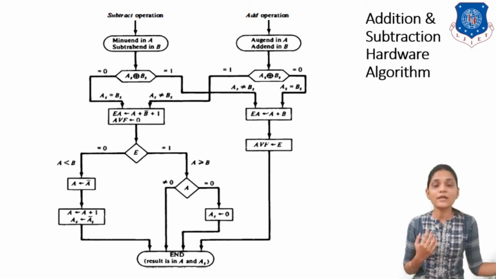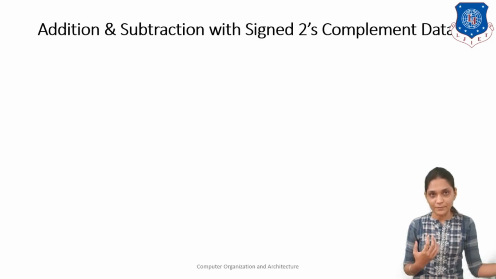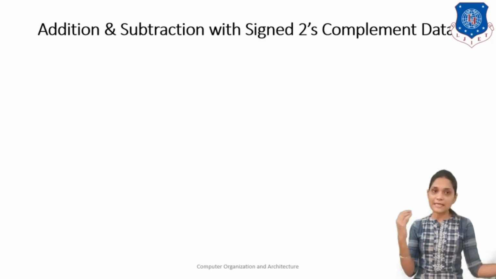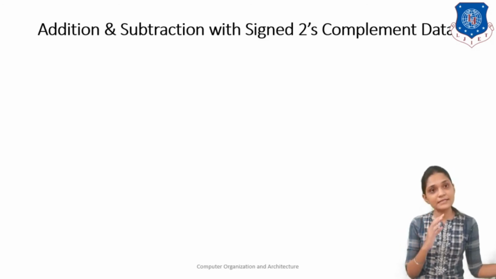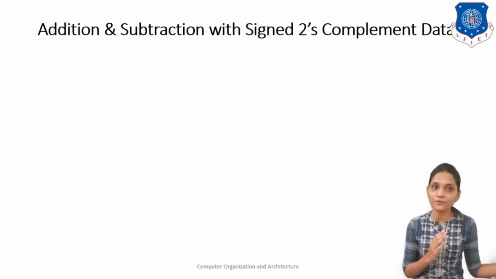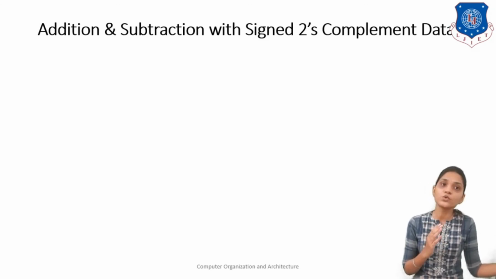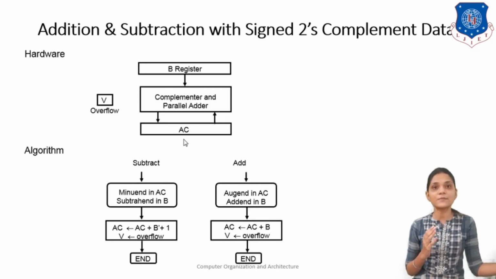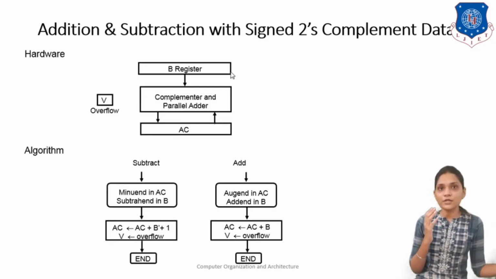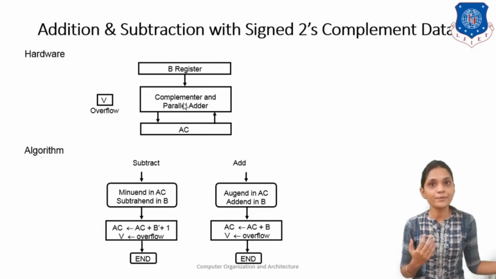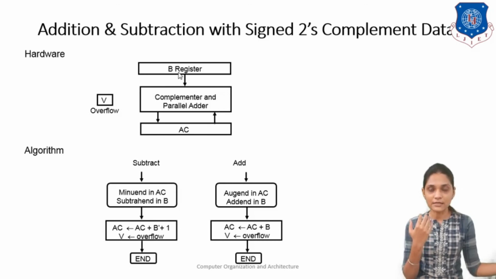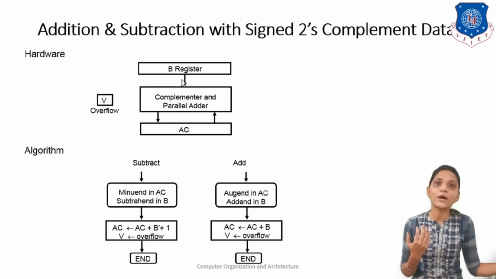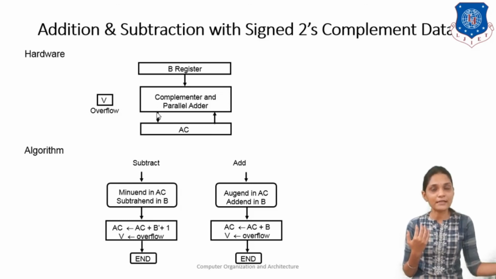These numbers can also be represented in 2's complement. Here we have used signed numbers, but if we represent these numbers in 2's complement form, then we just require the addition or complement operation. Let me see how we can represent this. Here, if we represent this number in 2's complement form, then we just require this register A that contains your second number and this first number. Then you will just require this complementer and parallel adder.